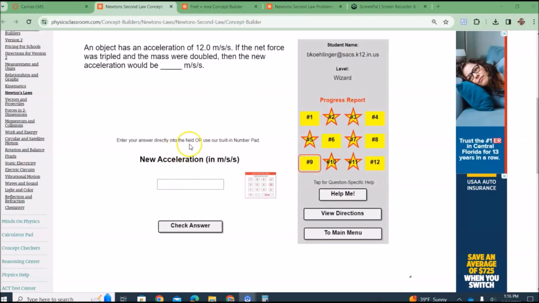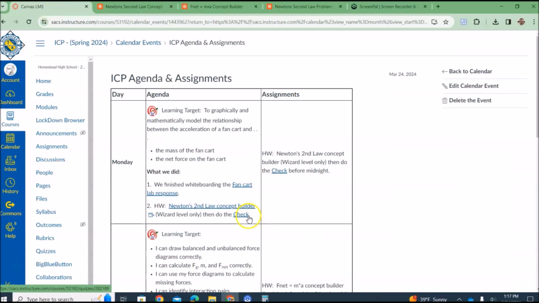So that's how you do these problems. After you've done the entire thing, so you know how to do these problems at the wizard level, then you're going to go in and do the concept check.